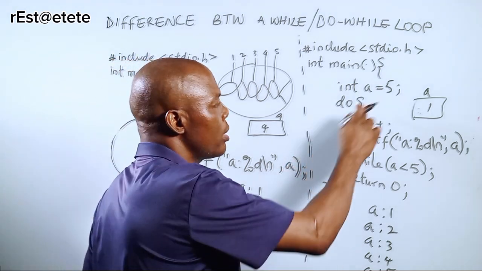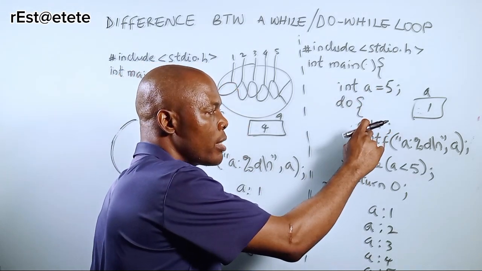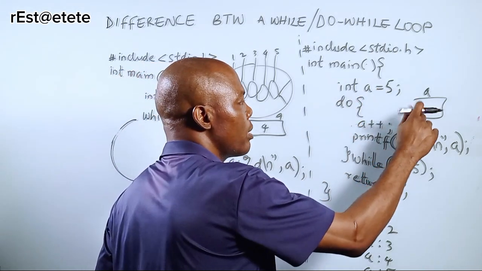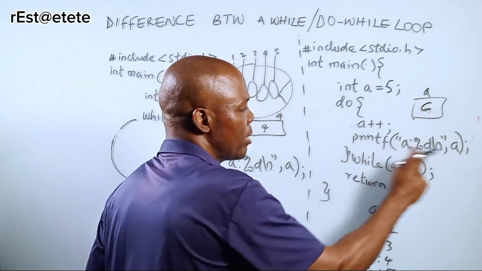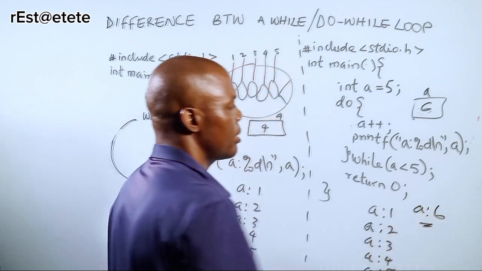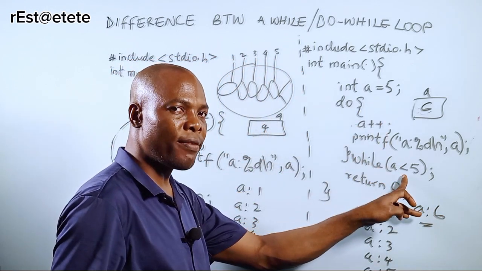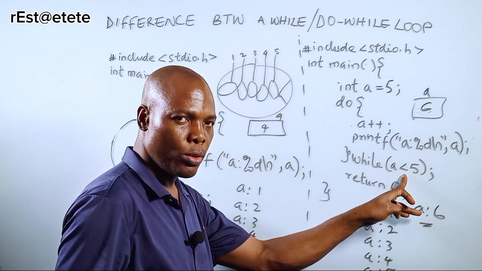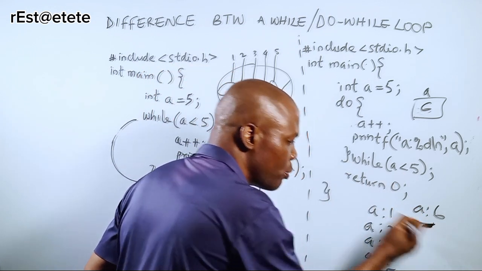But for this one, you assign 5 to A. It will come in. It will increment this one. A is 5. Then it will increment it to what? 6. Then to print it out. So this one will print out A, 6. Then it checks the condition. 6 is less than 5? That is not true. It will go out. But it has printed out one output.